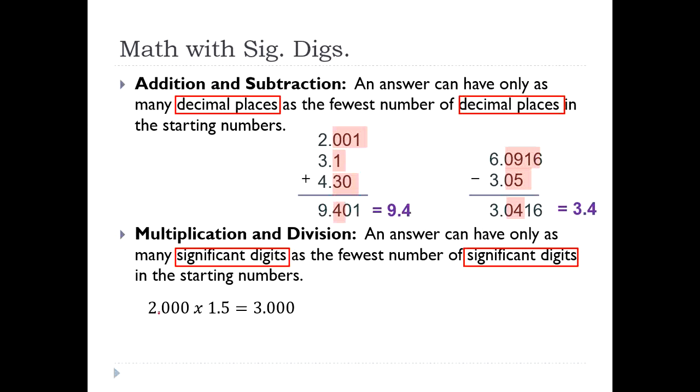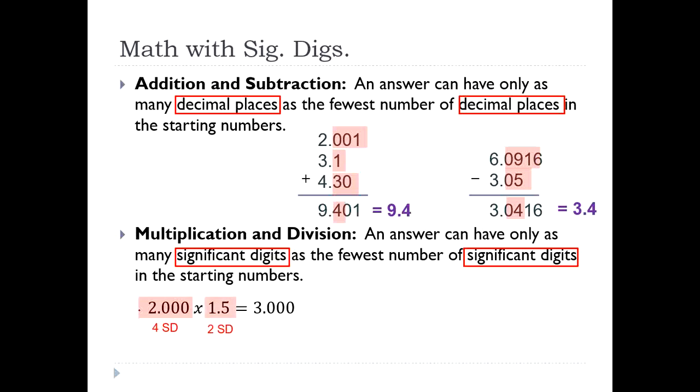2.000. Decimal is present. We start counting from the present side. And how many significant digits do we have? We have 4. How about 1.5? Well, that one's easy. It doesn't have any zeros, right? So everything's significant, so it's 2.